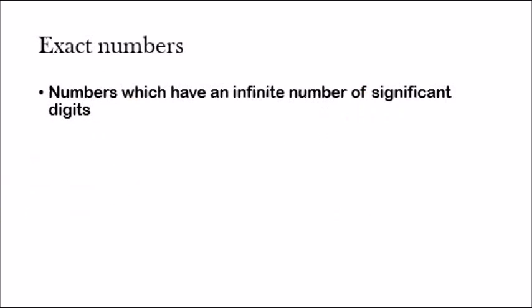Now, exact numbers are numbers which have an infinite number of significant digits. Okay? So, let me give you an example here. We know for a fact that in 1 meter, there are 1,000 millimeters. There's no discrepancy between that information there. We know that within 1 meter there's exactly 1,000 millimeters, and we don't use significant digits in that case because we know that's exact. It's not an estimate.